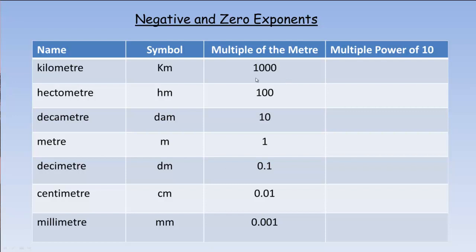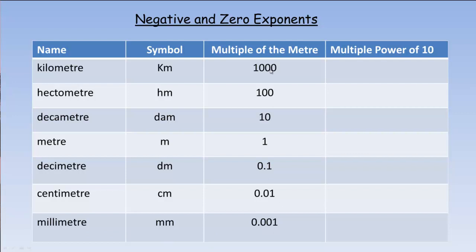A kilometer, so we have meter right in the middle here, 1 meter. Kilo means 1,000. So there's 1,000 meters in a kilometer. For the hectometer, there's 100 meters in a hectometer. A decameter has 10 meters in it. And then we have the smaller prefixes here. A decimeter is 0.1 meters, a centimeter is 0.01 meters, and a millimeter is 0.001 meters.